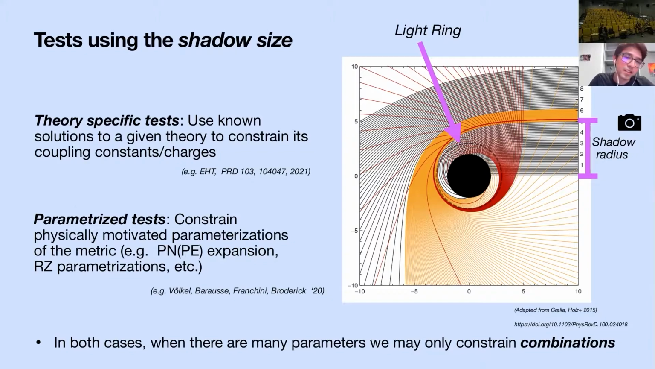And again, the idea is to compute the prediction for the shadow size and hopefully constrain the parameters describing the metric. However, when there are many parameters to play with, one of the conclusions that these works have arrived at is that the shadow size allows you only to constrain at most some regions of parameter space or some combinations of the parameters.